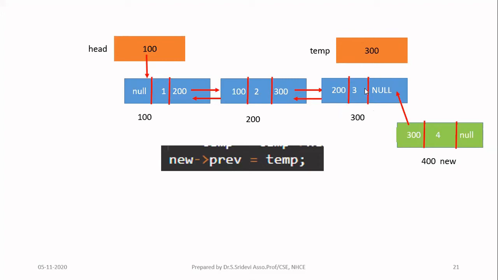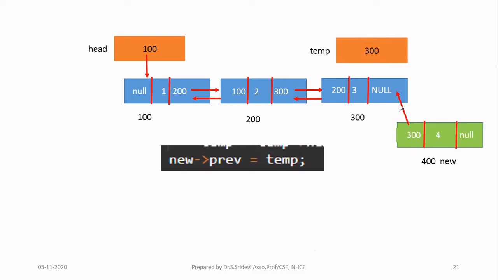So you make this node the previous of the new node. I am writing previous of new is equal to temp. When I do that, you are storing temp as the previous of the new node. Temp is 300, new node is this one. In the previous field I am storing 300. When I do that, this arrow will be created.